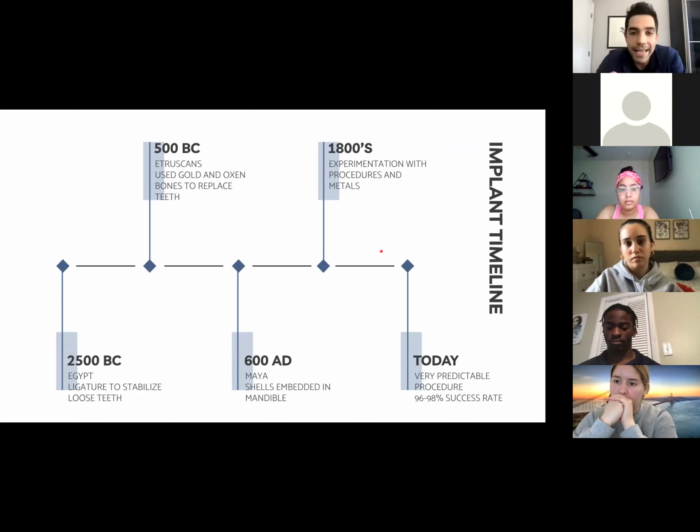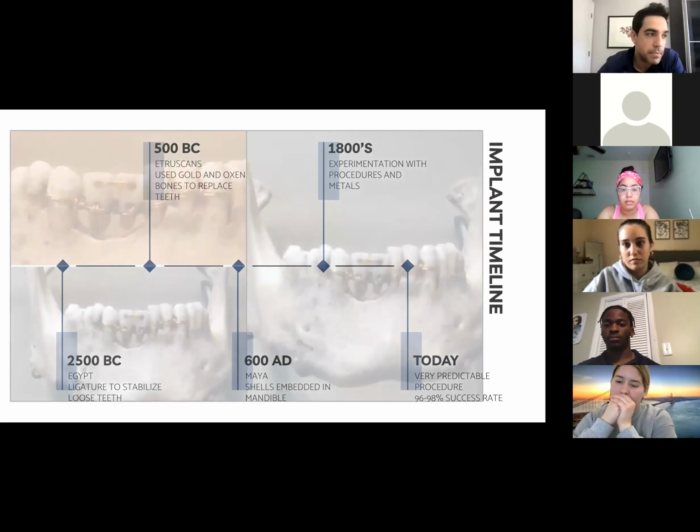Now, I love history. I love all sorts of history, including dental history. So I want to take you guys on a little timeline of implantology. So 2500 BC, so 4,500 years ago, roughly, in ancient Egypt, they would use gold wire to ligate teeth and stabilize them and replace missing teeth.